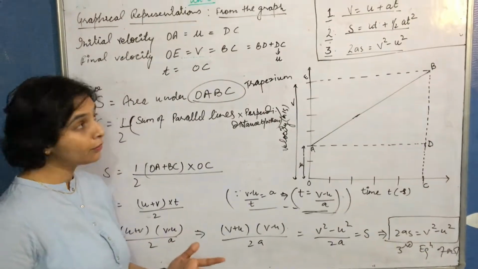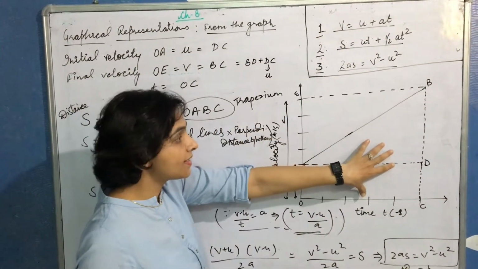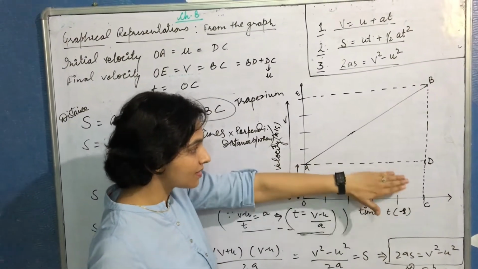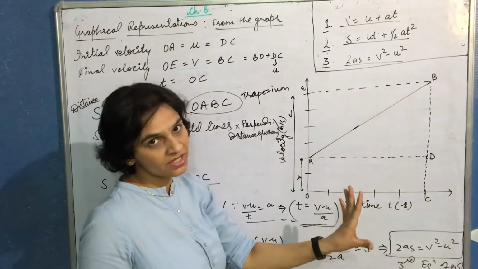As I have already told you, if you want to prove it, then consider the part of this trapezium, made up of two parts, rectangle and triangle. And if you are proving the third equation, then let it be the trapezium only.